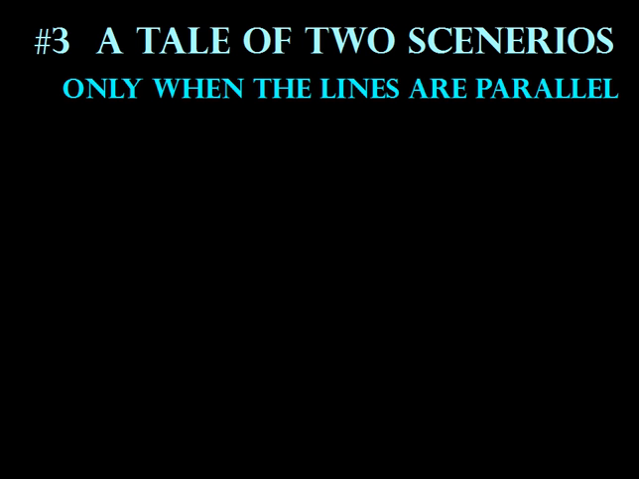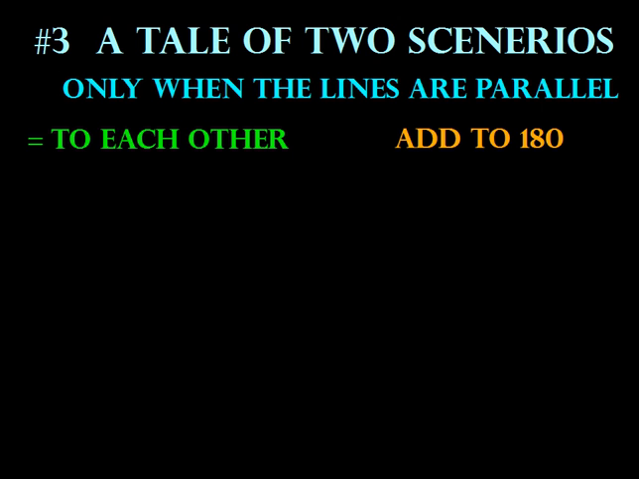Number 3, a tale of 2 scenarios. This is only going to happen when these lines are parallel. We have 2 scenarios in this unit. Scenario 1 is that these are going to equal each other, or they are going to add up and equal 180 degrees. So, what happens when?